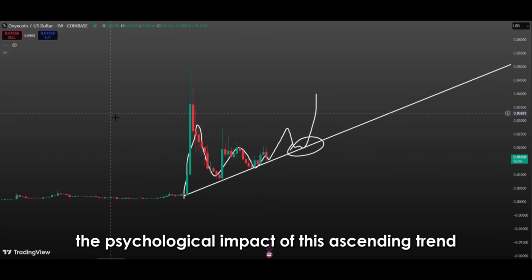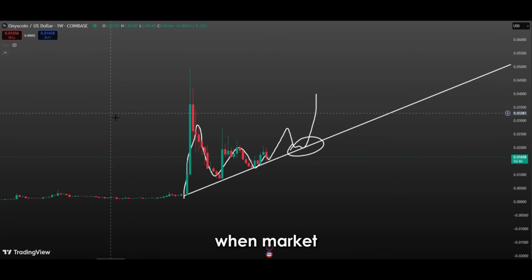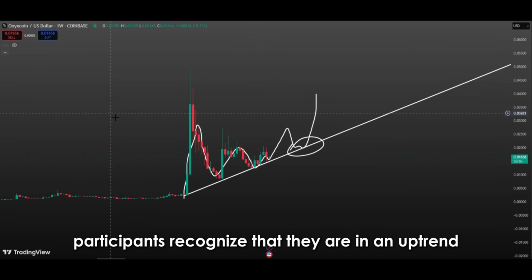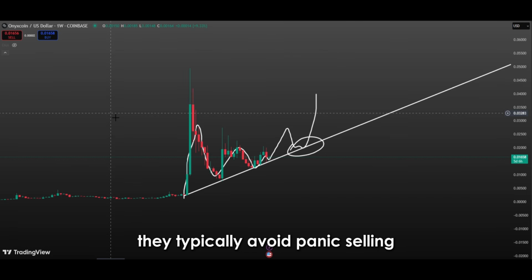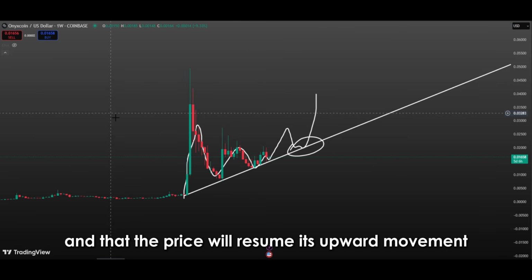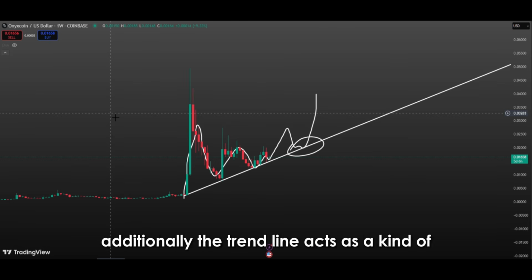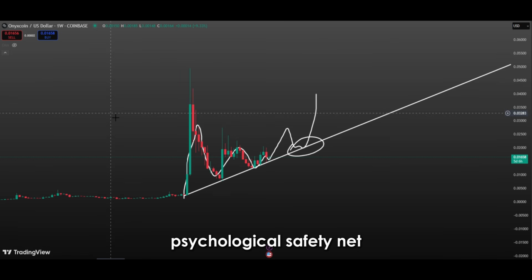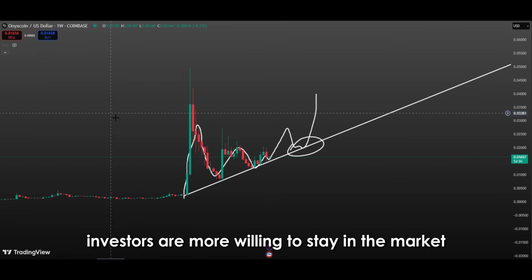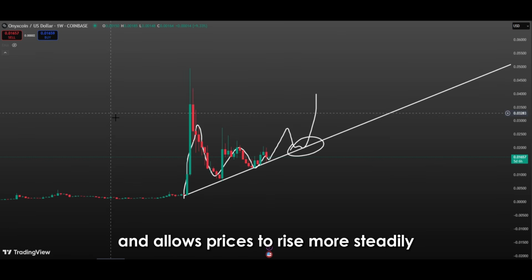The psychological impact of this ascending trend is just as important as its technical significance. When market participants recognize that they're in an uptrend, they typically avoid panic selling. Instead, they assume that corrections are temporary and that the price will resume its upward movement. This leads to reduced market volatility. Additionally, the trend line acts as a kind of psychological safety net. As long as the trend line holds, investors are more willing to stay in the market. This helps preserve liquidity and allows prices to rise more steadily.